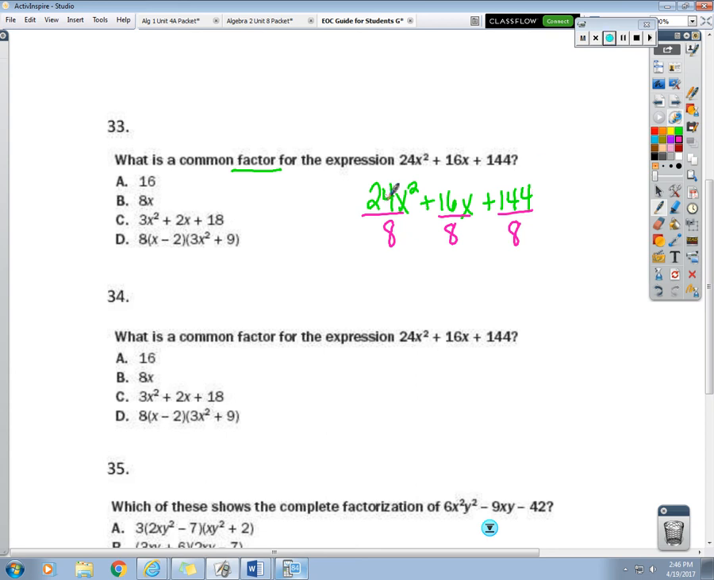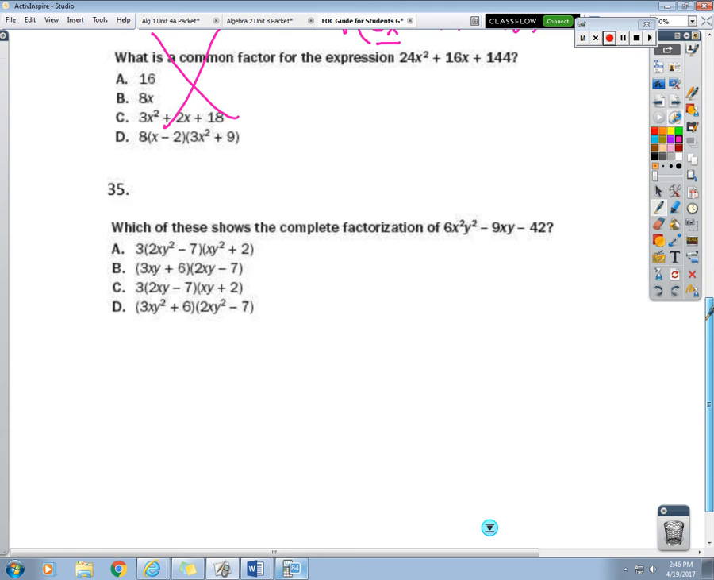So when we divide it, what's 24x squared divided by 8? 3x squared. What's 16x divided by 8? And what's 144 divided by 8? So the answer is C. Yeah, because even if you tried to look at D and consider that 8 has been factored out, if you went and FOILed this, is x times 3x squared 3x squared? No, it's 3x cubed. So that would make a 3x cubed, which is why D doesn't work. 34 is the same question, so now let's look at 35.